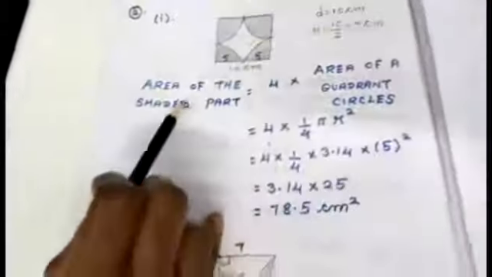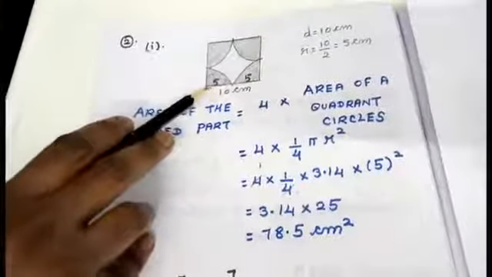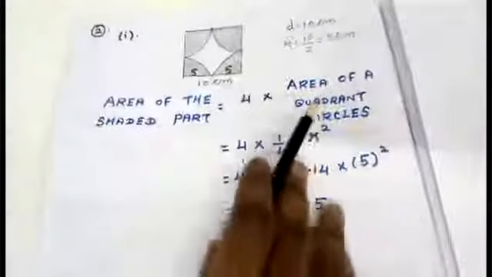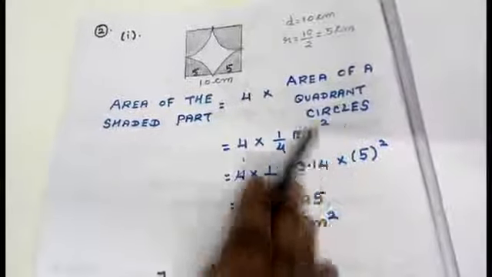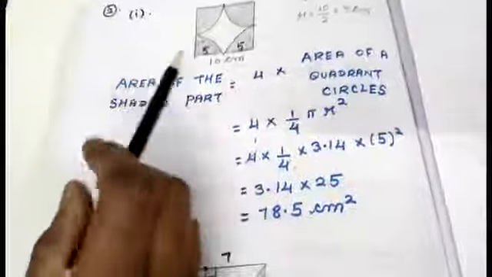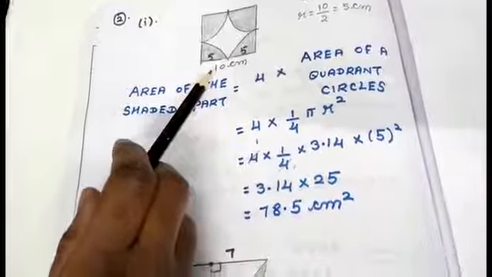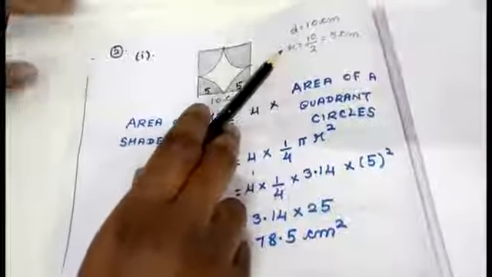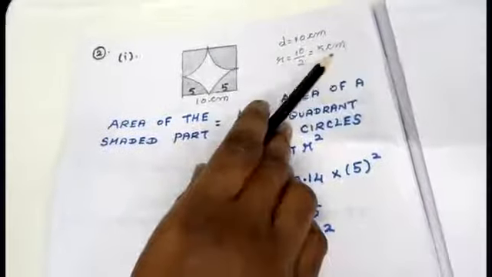So now we are going to do the sum. Shaded regions 1, 2, 3, 4. I am going to have 4 shaded regions. Those shaded regions are nothing but quadrant circles. They have given you only one measurement, that is 10 centimeter. This 10 centimeter is going to be the diameter. I am going to convert it into radius. Radius means 10 divided by 2, which is 5 centimeter.